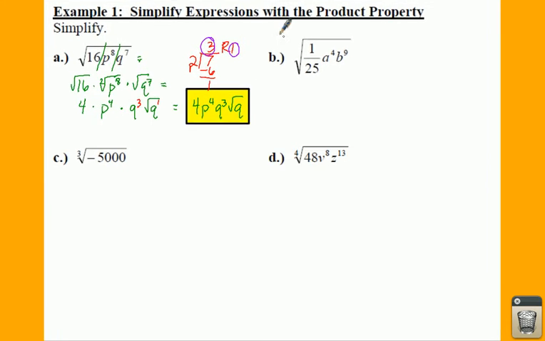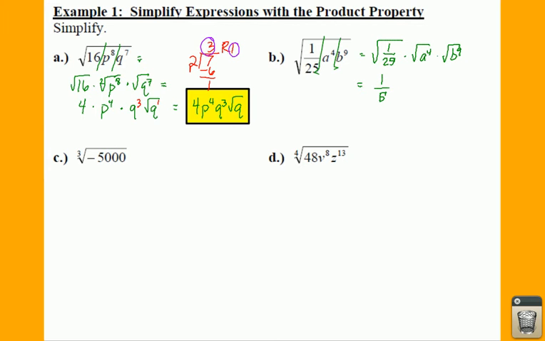Same thing is going to be done on b. We're going to separate these, simplify them separately. So we're going to say the square root of 1 over 25 times the square root of a to the 4th times the square root of b to the 9th. So if you take the square root of 1 over 25, that's a 1/5.